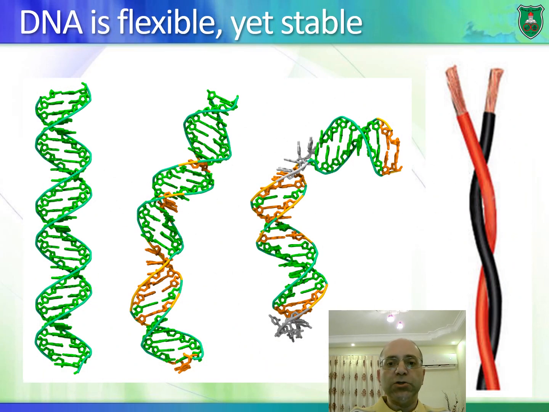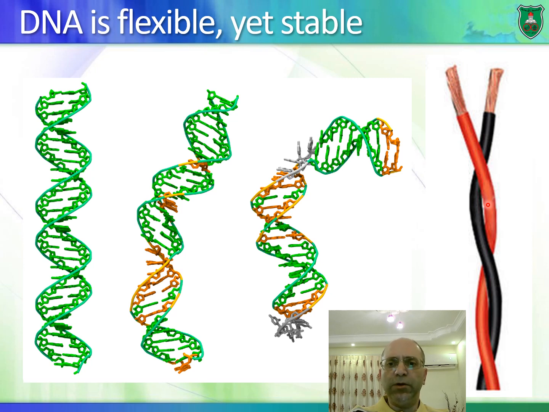Okay, so DNA is flexible. It's a stable molecule, but it's flexible, or I can say DNA is flexible yet stable. So basically the idea is that it's like an electric wire right here. If you try to stretch it, you try to rip it off, you wouldn't be able to, because it's really strong.